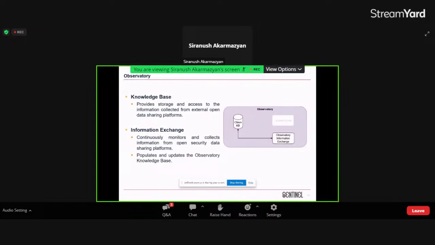Finally, the last module is the observatory, which is actually a knowledge base. Again, it provides a huge storage of information and also gives access to information collected from external open data sharing platforms. And for information exchange, every user can continuously monitor and collect information from open security data sharing platforms.